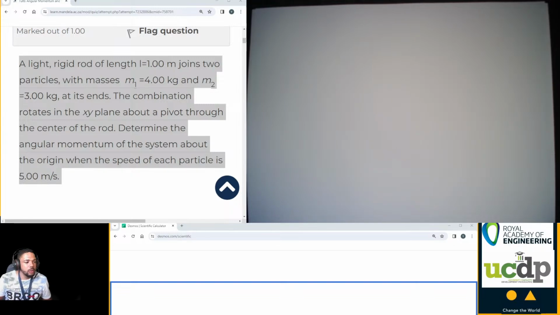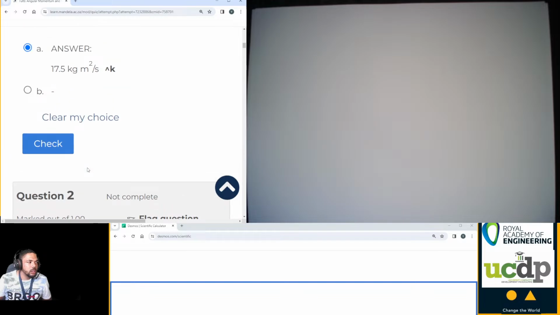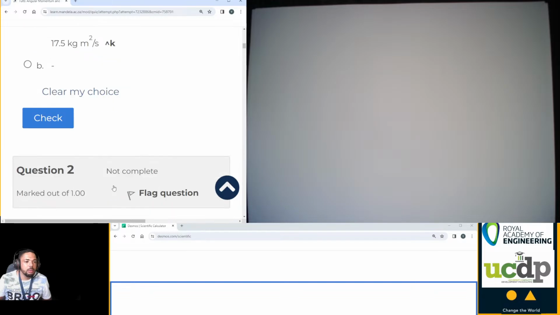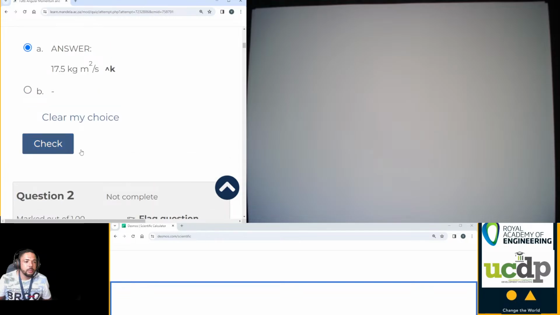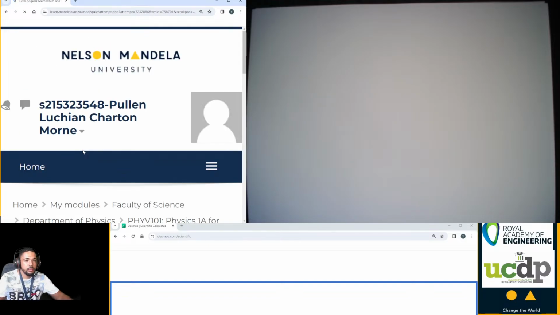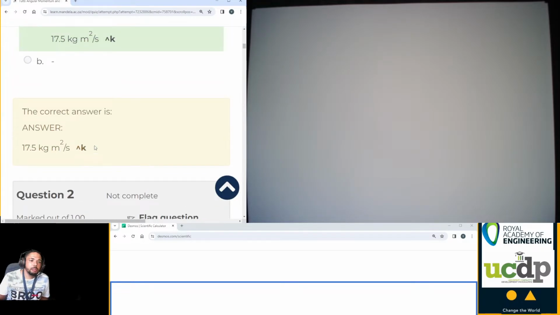There seem to be no questions, so I will continue. Let me just scroll upwards. And there it is, the answer: 17.5 kilogram meters per second. We can check it. Check. And yes, it's correct.